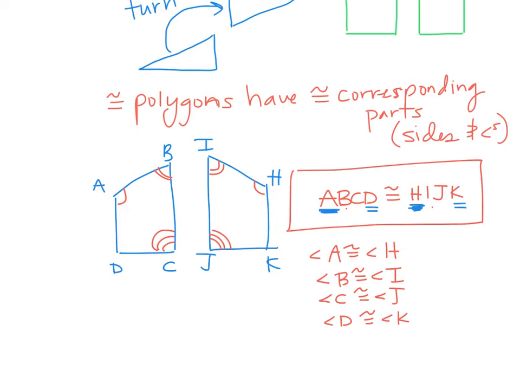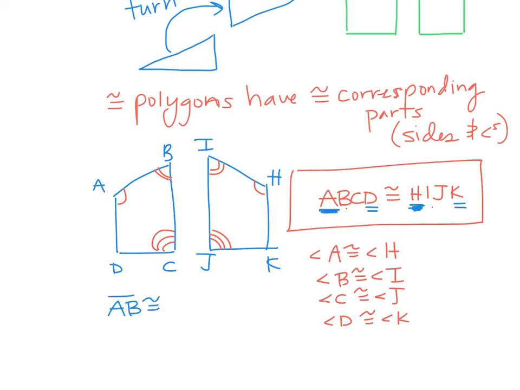So when they ask you to fill in what are the congruent corresponding parts, they want those four angles matched up, okay, four pairs of angles. But then they also want segments. So give me segments that are congruent here. What is segment AB going to be congruent to?